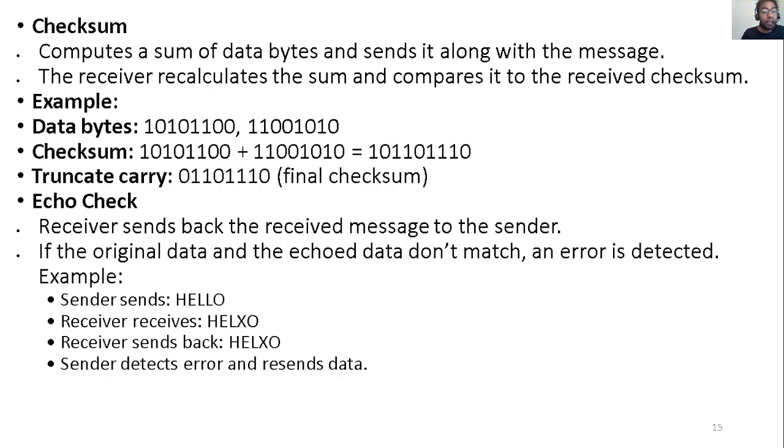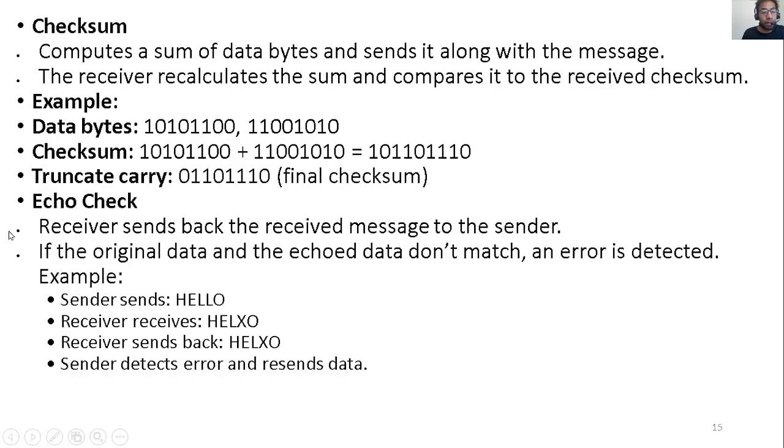Now there is another thing that is called echo check. In echo check, the sender sends data to the receiver and the receiver sends back the exact data. If the sender receives the exact data, this means that there is no error. If the original data is echoed back and it doesn't match, then it means obviously an error.